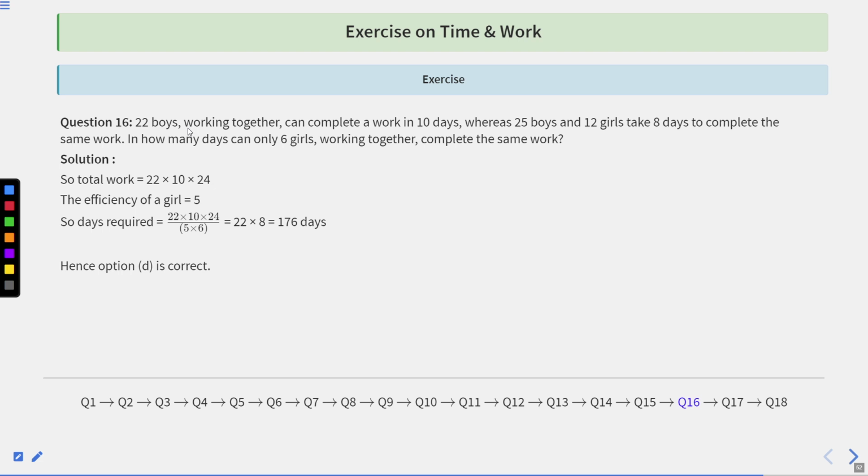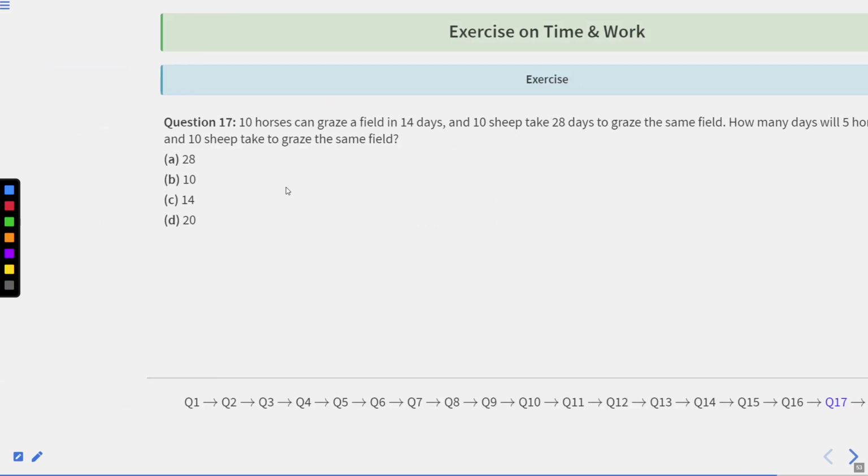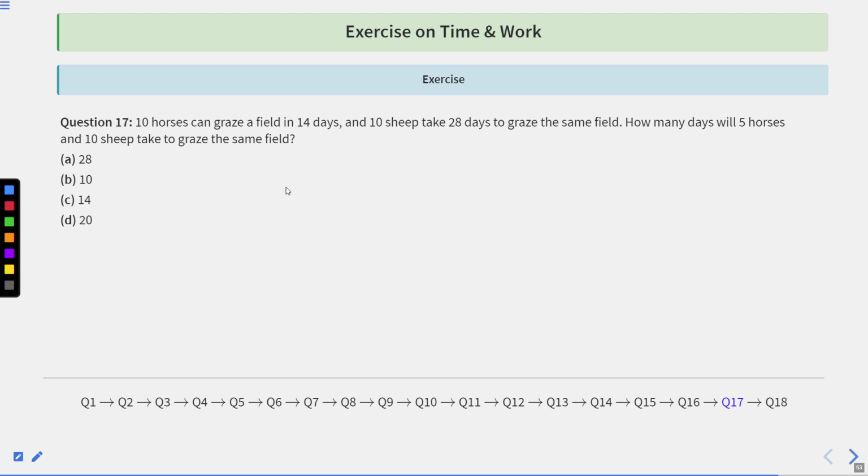Now the total work is equal to 22 into 10 into 24. The efficiency of a girl is 5. So the days required will be given by 22 into 10 into 24 upon 5 upon 6, that is 22 into 8. So the correct option here is option D, which is 176 days required to complete the work by 6 girls.